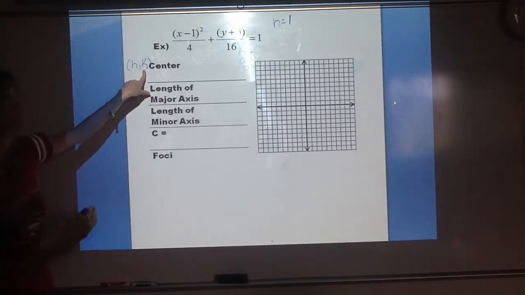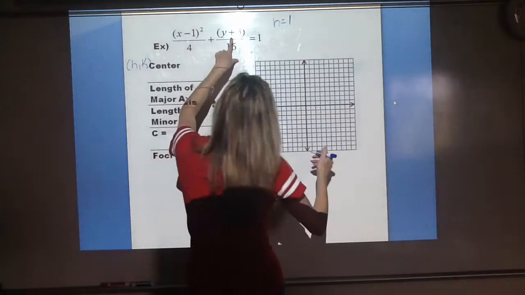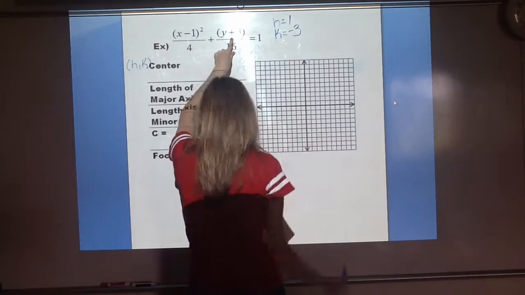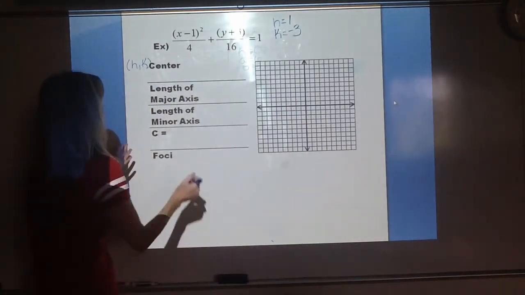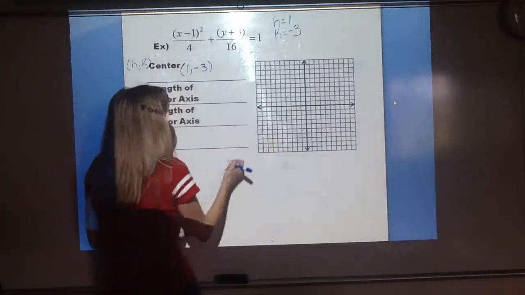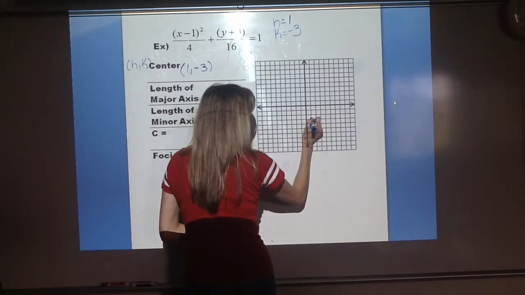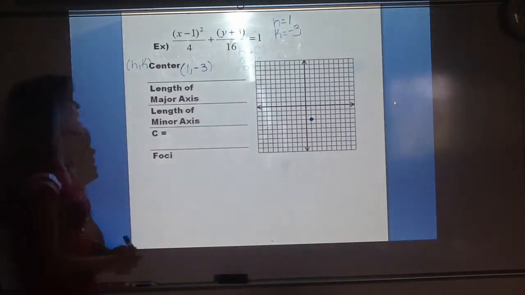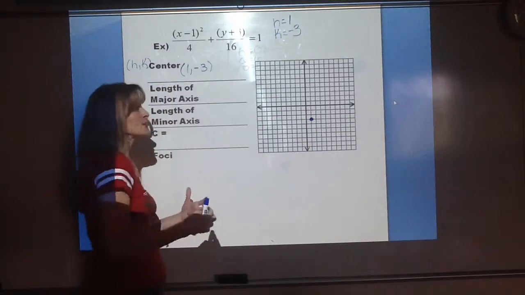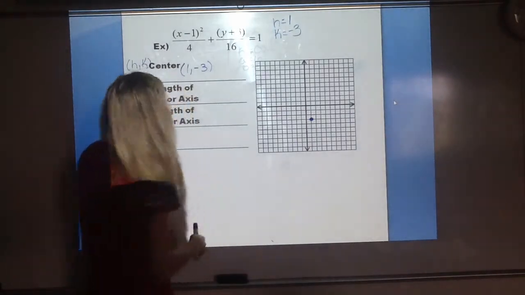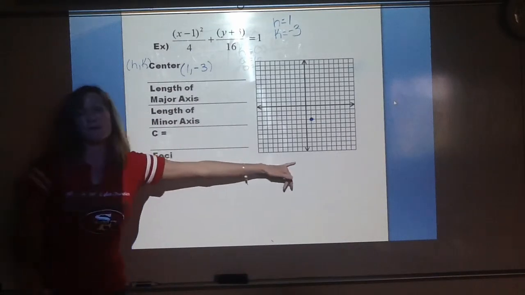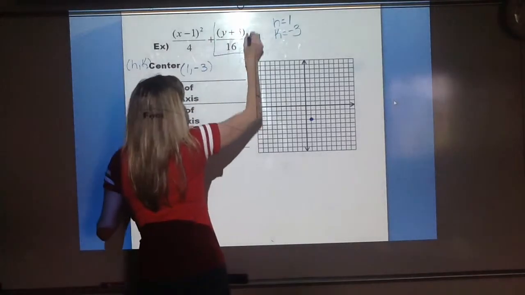K, which is in the second position, the y position, is the number being subtracted from the y. So k is negative 3. All right, so my center is at 1, negative 3. I'll put that on my graph. There's the center of my ellipse. Now, I want to determine where my bigger denominator is, because that's the direction of my major axis. It's going to determine who my A and my B are, and it also is going to determine where my foci is.